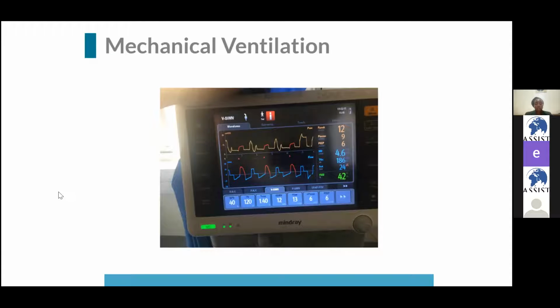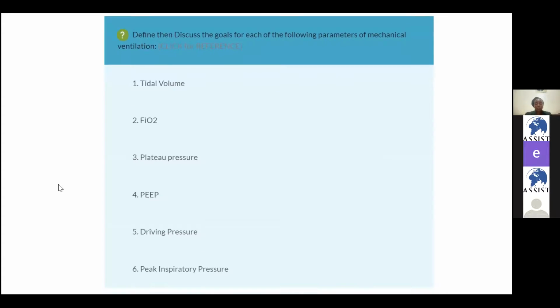So we need to understand which mode we are going to put this patient on. Are we going to put this patient on pressure support, or are you going to put them on volume control mode? So to understand this, here we want to define and discuss the goals for each of the following parameters of mechanical ventilation.